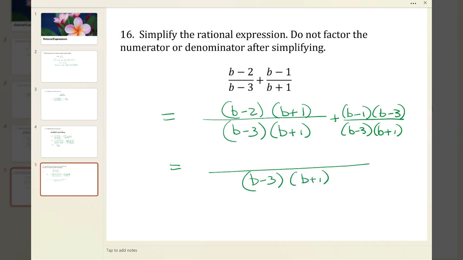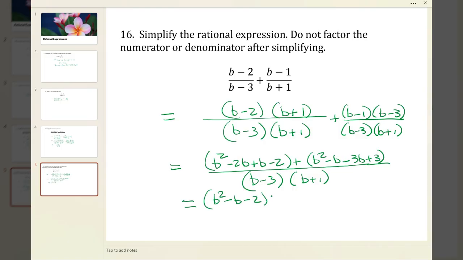Now you have to simplify the numerator. It says do not factor after simplifying. So let's go ahead and just simplify it. You just multiply that out. That's going to be b squared minus 2b plus b minus 2. These problems tend to be a little bit longer than the others. And the second one is b squared minus b minus 3b plus 3. If you simplify all of this, you get b squared minus b minus 2.